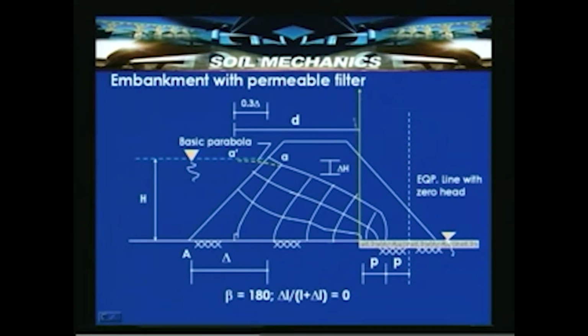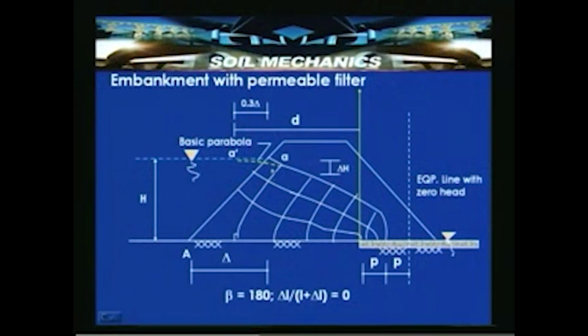If this happens to be Z and this happens to be X here, then the directrix is going to be here, and the determination of P and others is from the basic properties of the parabola we discussed in the previous class. So this particular case with the rock toe filter has beta equal to 180, because previously there was a downstream case where beta had a certain angle. Now in this case the toe filter exists at the toe horizontally. In that case beta is equal to 180 degrees, and then delta L by L plus delta L, that is at the downstream end.